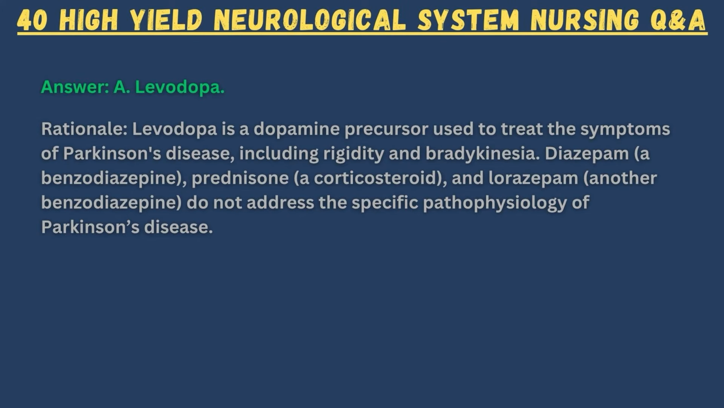Rationale: levodopa is a dopamine precursor used to treat the symptoms of Parkinson's disease, including rigidity and bradykinesia. Diazepam, a benzodiazepine, prednisone, a corticosteroid, and lorazepam, another benzodiazepine, do not address the specific pathophysiology of Parkinson's disease.